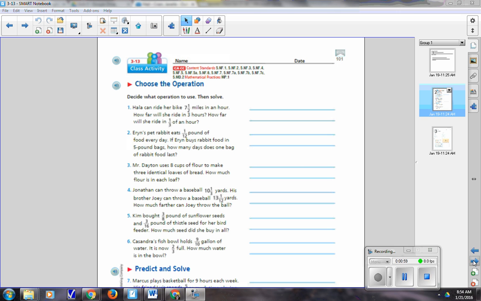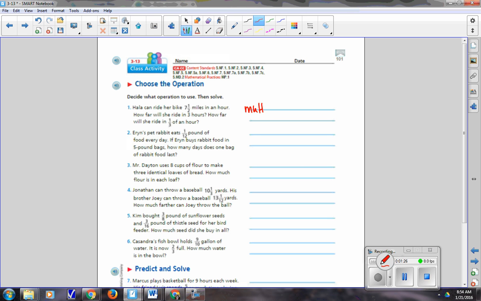Hala can ride her bike 7.5 miles in an hour. How far will she ride in 3 hours? How far will she ride in 1/3 of an hour? So both of these problems are going to be, I hear you saying it, multiplication. So Hala can ride her bike, so multiplication. There's 2 problems here. So the first one is how far will she ride in 3 hours? So we have 3 hours times 7.5 miles per hour.